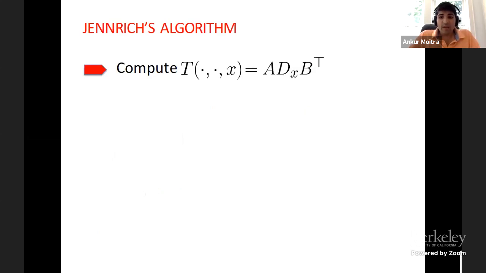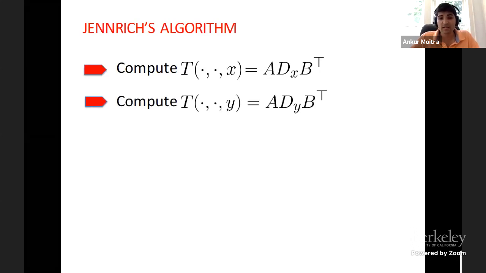So now the way that I can think about this is that I can express it as the product of 3 matrices. So I can think about A times dx times B transpose, where dx is a diagonal matrix whose entries along the diagonal are the different inner products between C sub I and this vector X. And then I can do the same thing again with another vector Y.